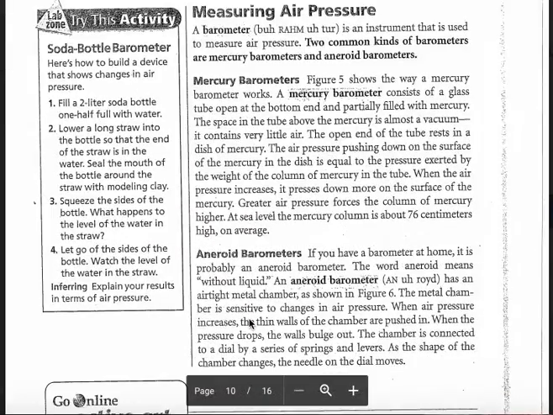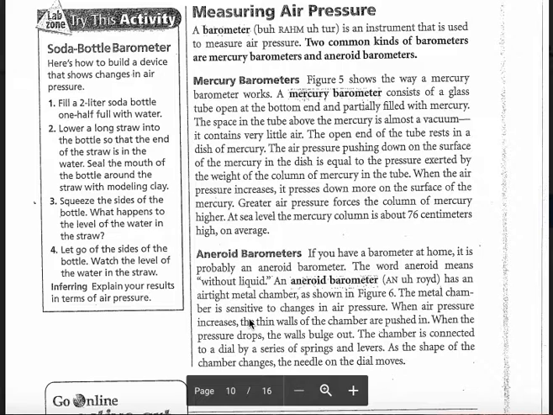Okay, measuring air pressure. A barometer is an instrument that is used to measure air pressure. Two common kinds of barometers are mercury barometers and aneroid barometers. Figure 5 shows the way a mercury barometer works. A mercury barometer consists of a glass tube open at the bottom end and partially filled with mercury. Mercury, by the way, is super dangerous and can cause cancer and craziness, so we don't really use mercury barometers anymore. Side note. The space in the tube above the mercury is almost a vacuum. It contains very little air.